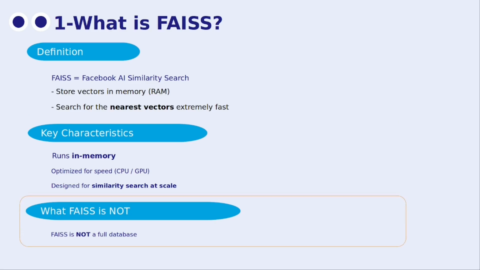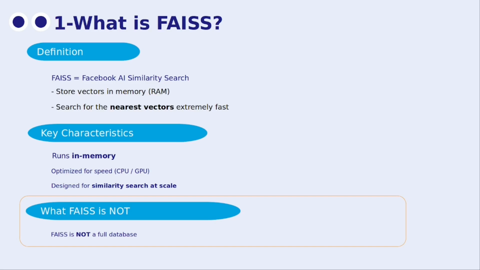What FAISS is not. This part is very important. FAISS is not a database. It does not have authentication, authorization, replication, a REST API, or automatic persistence. You cannot connect to FAISS with HTTP. It doesn't manage users or run live SQL.